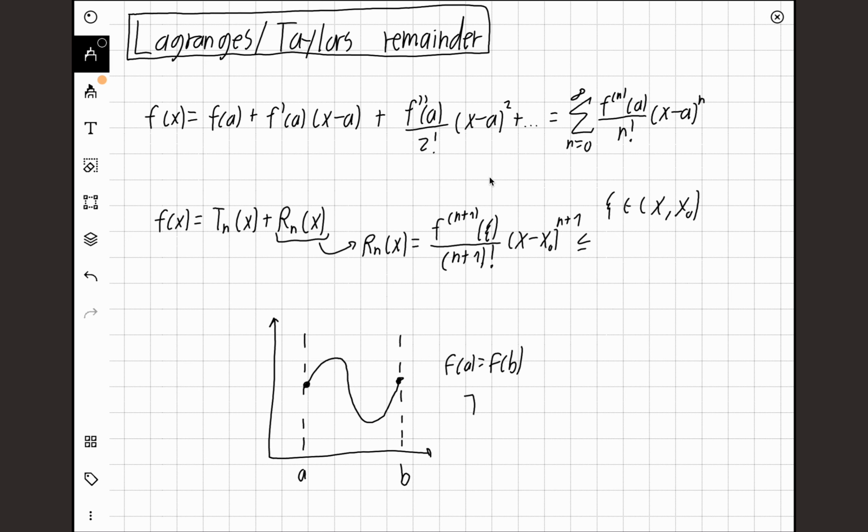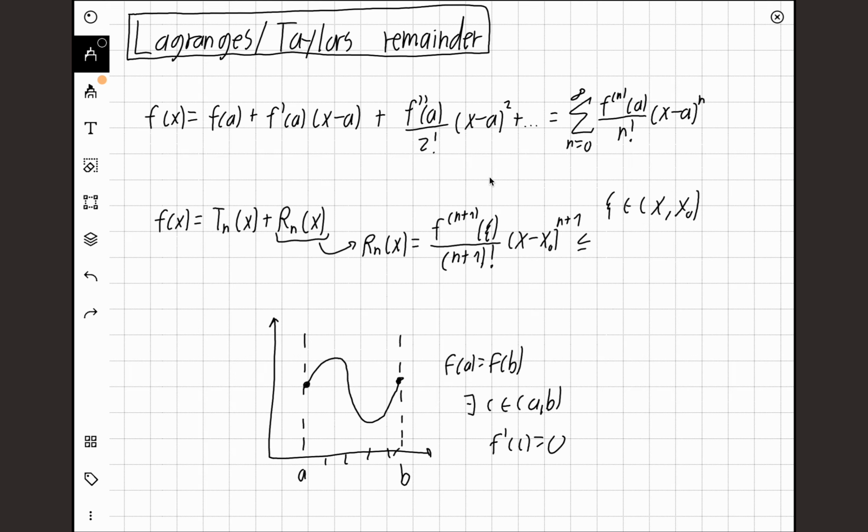We know that there exists a point c somewhere in the interval between a and b, such that the derivative of f at c equals 0. Which just means that there exists a point between a and b where the function will have slope 0. And this happens here and this happens here, and it kind of makes sense.